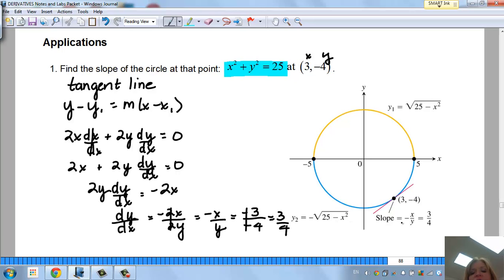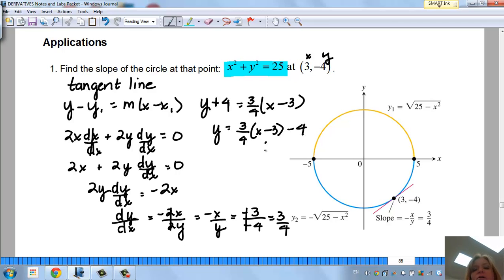If you look at our picture here, it shows you that the slope is 3/4, and there's our tangent line that we're looking at. So I know the slope is 3/4, and I'm going to throw this in my tangent line. So I have y minus a negative 4, which is y plus 4. That's a 4, sorry. Y plus 4 equals 3/4 times x minus 3. So y is going to be 3/4 x minus 3, minus 4. So right there is the equation of that tangent line, and you used implicit differentiation to find it.